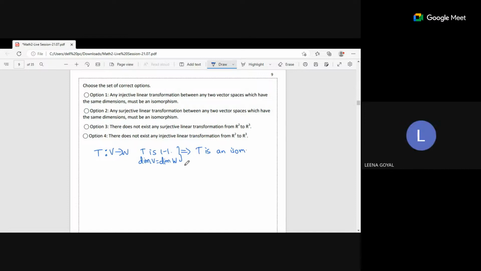Yes, so why is that correct? Because nullity will be 0, so rank must be full. You know that rank of T is equal to dimension of V. From the rank nullity theorem, rank T is equal to dimension of V, and you know that this is dimension of W, and hence T is onto. So T is both 1-to-1 and onto, and so T is an isomorphism. So the first option is fine. What about the second one?